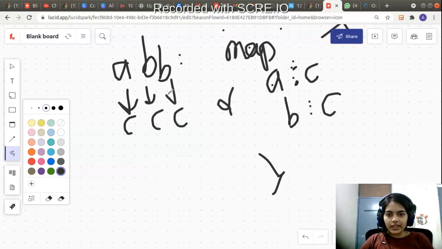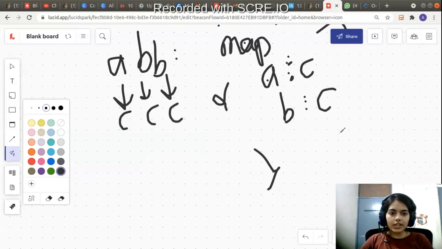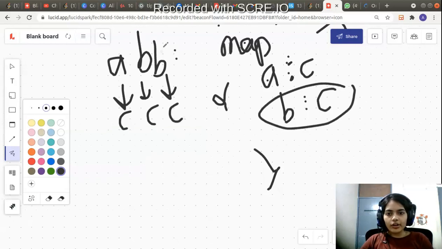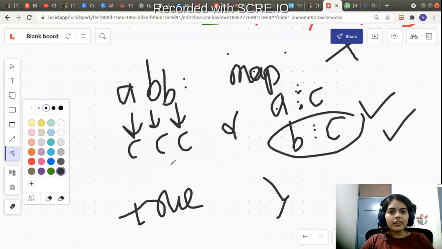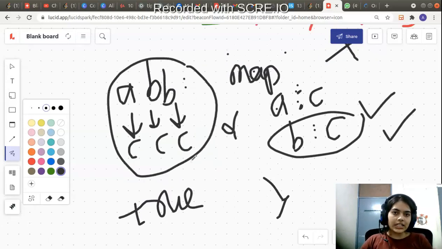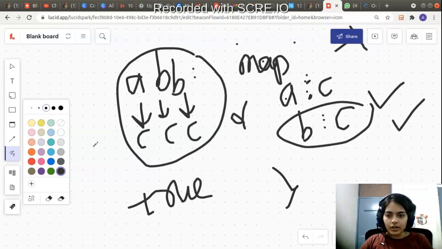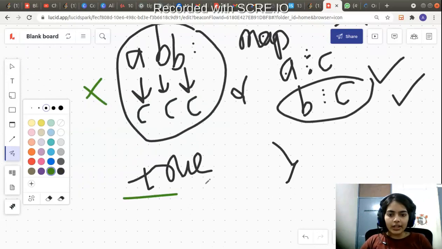Now next you make the connection B with C. So you see B is already connected to C and you are also trying to connect B with C. So it is fine. So this will return an answer which is true. But is it actually true? Is ABB the same as CCC? I mean, are the patterns matching? No, they are not matching. But what happened? You are returning true.